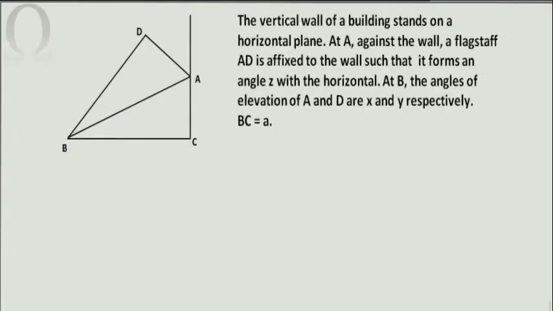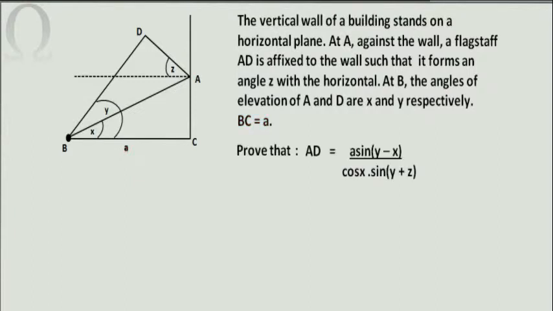The vertical wall of a building stands on a horizontal plane. At A, against the wall, a flagstaff AD is affixed to the wall such that it forms an angle Z with the horizontal. At B, the angles of elevation of A and D are X and Y, respectively. And BC equals a. We want to prove that AD equals a sine(Y minus X) over cos X sine(Y plus Z).